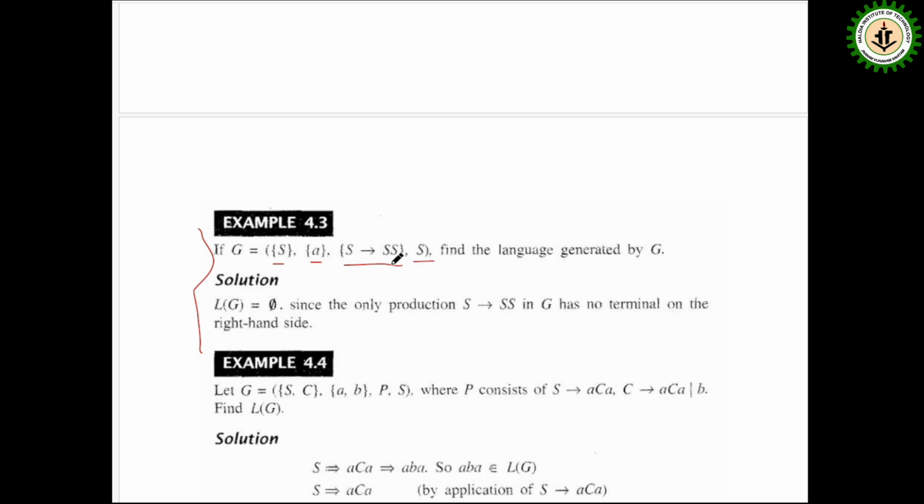We use S to SS several times. Here the catch is we never get a terminal, because in the production there is no terminal on the right hand side. So S is always replaced by other variables. One variable is replaced by two variables, and in the same way the length will increase, but we never get a terminal. So the language generated by the grammar is null. No language will be generated, since the only production S to SS in G has no terminal on the right hand side.